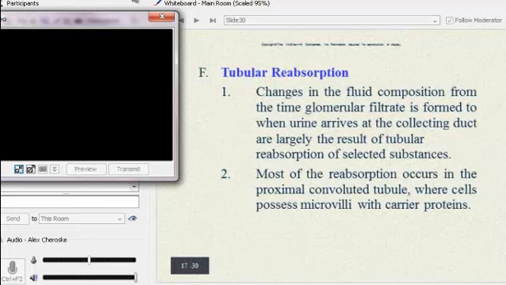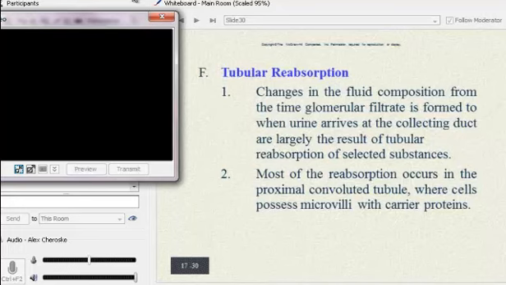Second one is tubular reabsorption. So if you slowly read that name, that says we're absorbing again from the tubules. So we're taking materials like water that have been filtered out, we're taking them from the tubules and putting them back into the capillaries, back into the cardiovascular system. Okay?